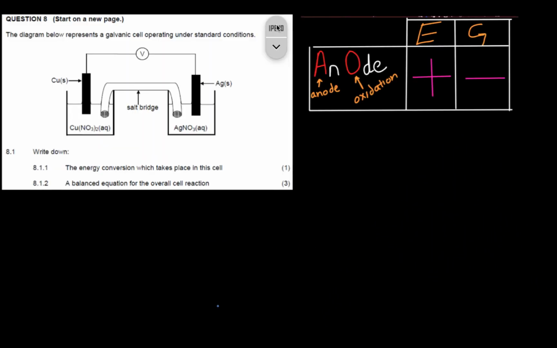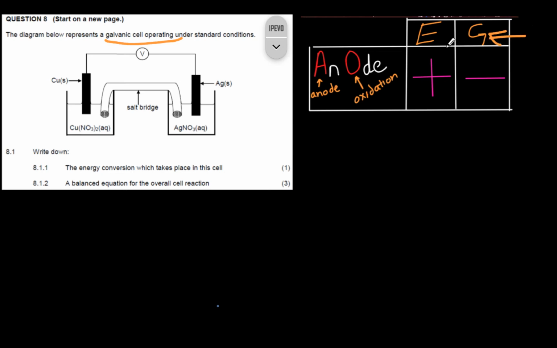Okay guys, so now I'm back again. I'm going to show you exactly how we can apply this table in exam questions. As you can see, we have question 8 here from a past examination question paper, and we're given a galvanic cell. Since we're given a galvanic cell, automatically we must know from our table we are going to be using this part of the table.